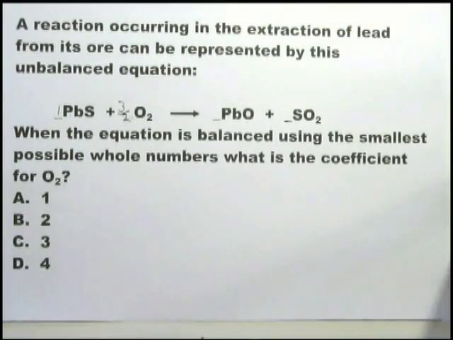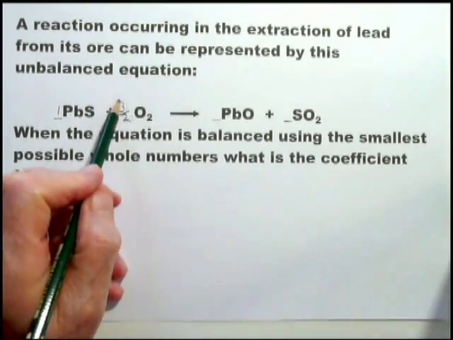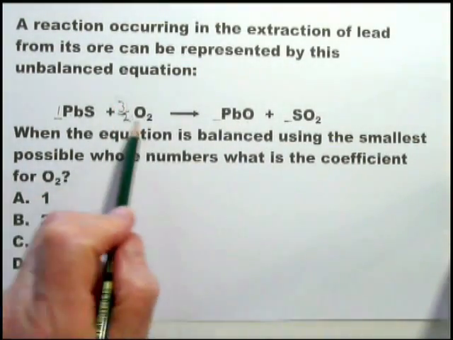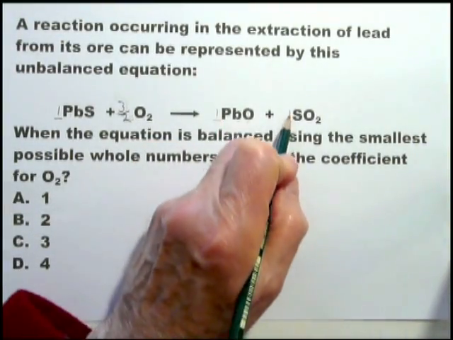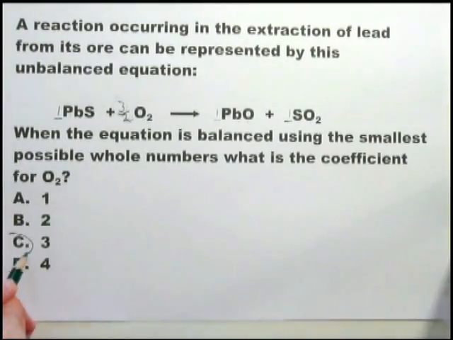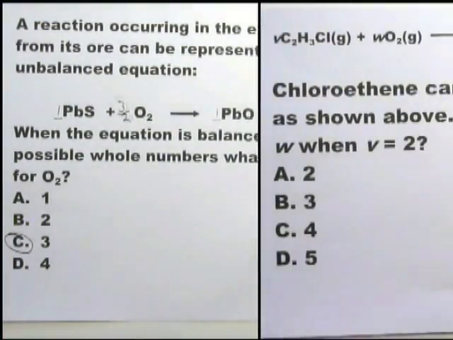And therefore, when the equation is balanced using the smallest possible whole numbers, what is the coefficient of O2? Then the coefficient is clearly the 3, because you would double everything in order to balance it. That's 1 there and that's 1 there. So the answer is there, 3.